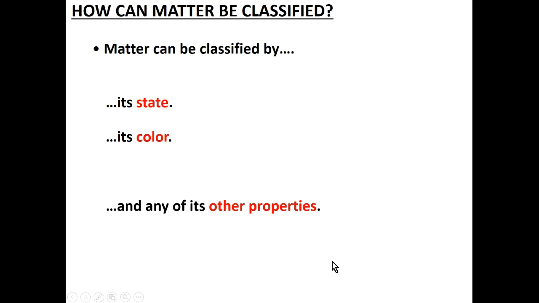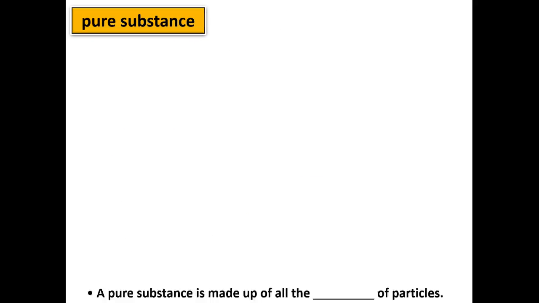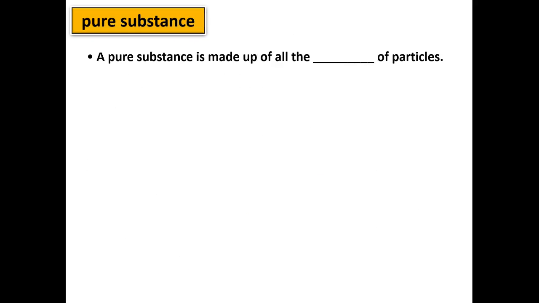So there are other properties that we can also use to classify matter, but we're going to classify matter according to its composition and distribution of particles. How are the particles spread out in that piece of matter? So let's take a look at pure substances.